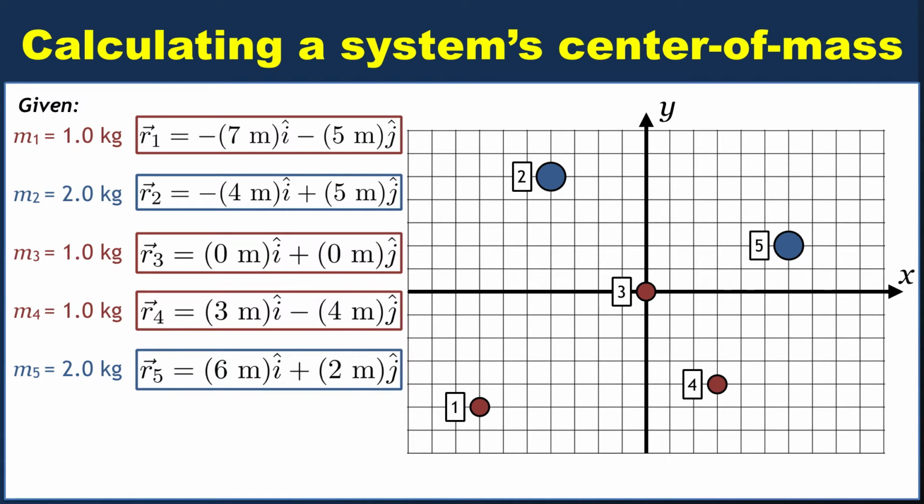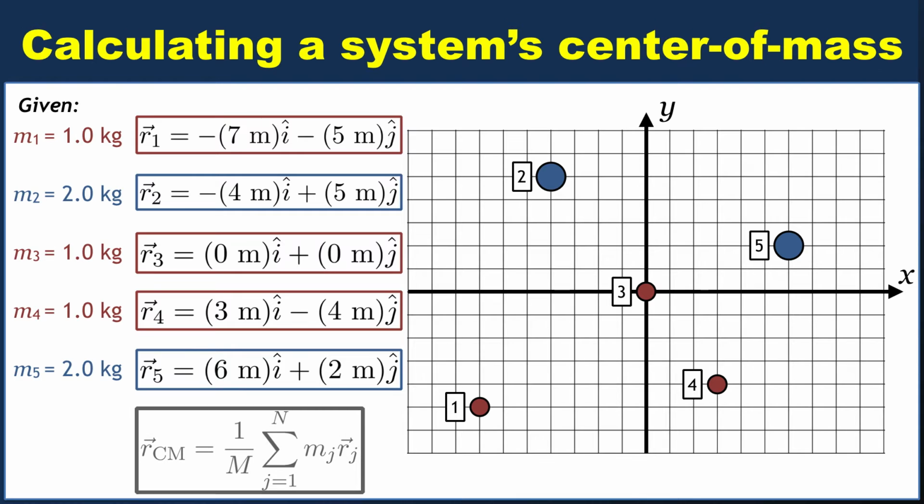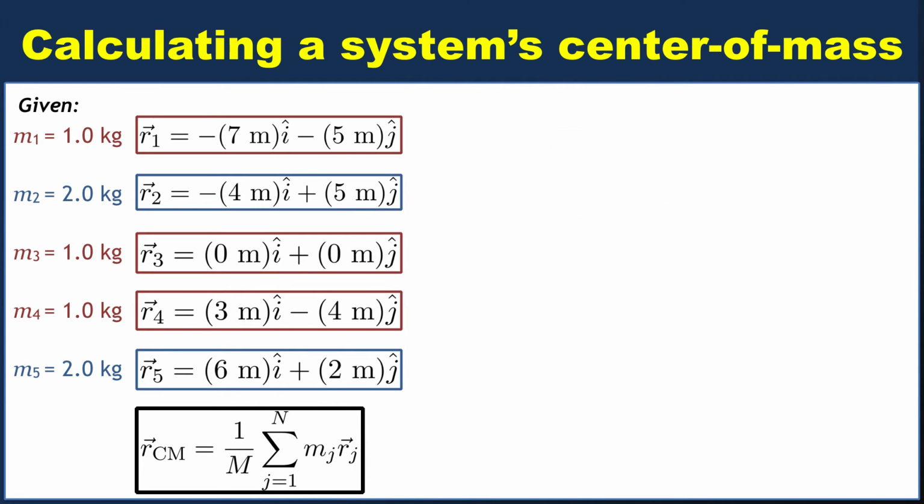Our goal is to apply this equation for the center of mass, and it's 1 divided by the total mass of all of the individual objects, multiplied by the sum of each individual mass times each individual position vector. Since we've compiled our listing of the masses and position vectors, I'm going to temporarily erase the figure on the right, and we'll get started.